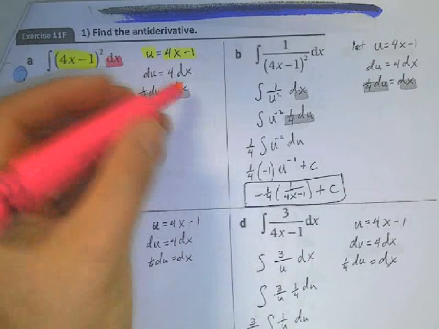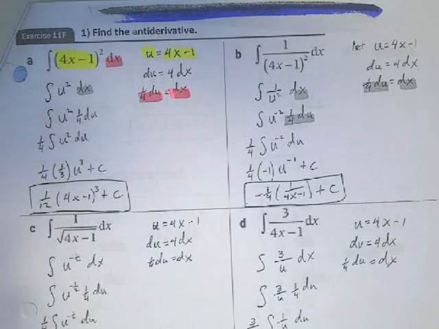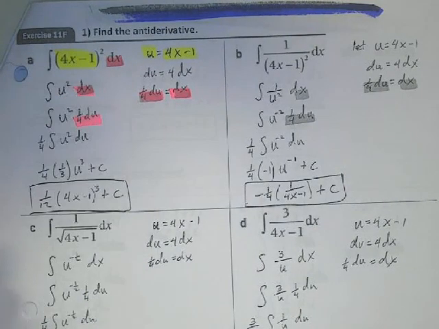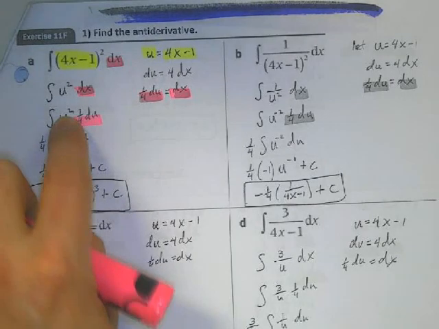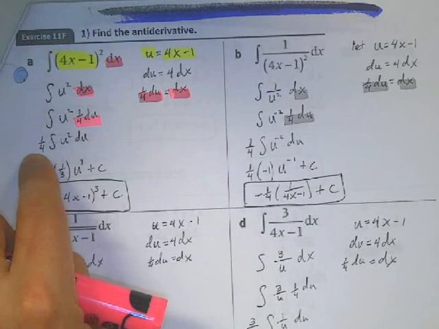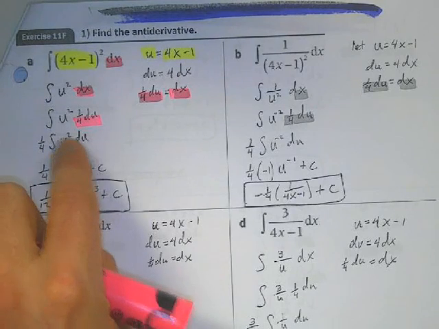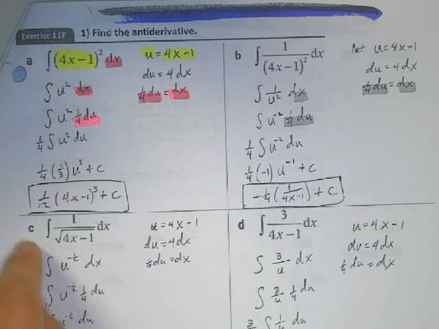So divide both sides by 4. We know that dx is going to be 1/4 du. So I'm going to replace dx with 1/4 du. And so now I've got the antiderivative of u squared times 1/4 du. We can factor out the 1/4, and then the antiderivative of u squared du is going to be 1/3 u cubed. Okay, same process here.